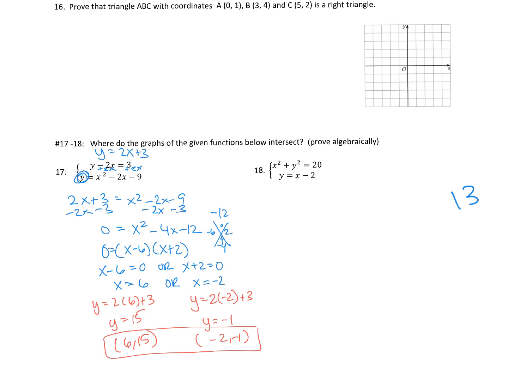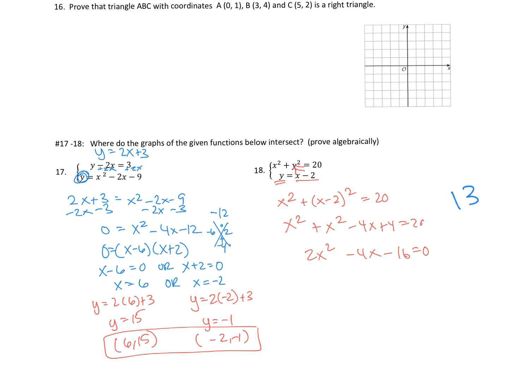The second one, I already have a y equals, and so I could simply substitute x minus 2 into the top equation for y. So I get x squared plus (x minus 2) squared equals 20. I can solve this for x. I'm going to multiply out my (x minus 2) squared and get x squared minus 4x plus 4 equals 20. Again, it's quadratic. I'm going to get everything on one side. 2x squared minus 4x minus 16 equals 0.